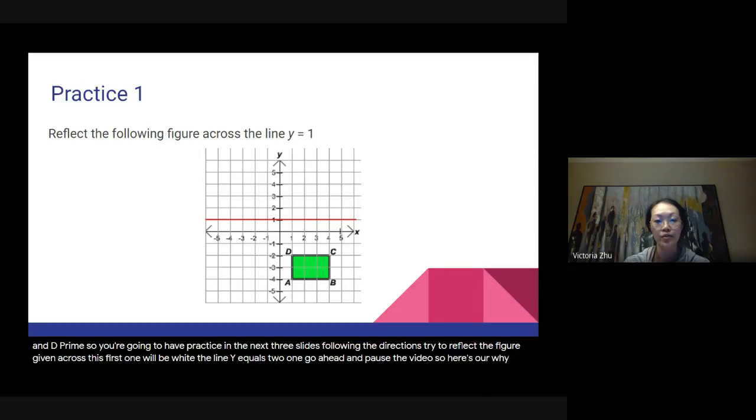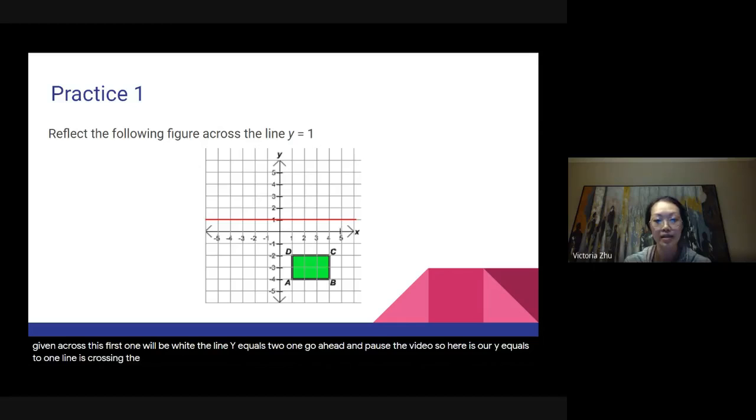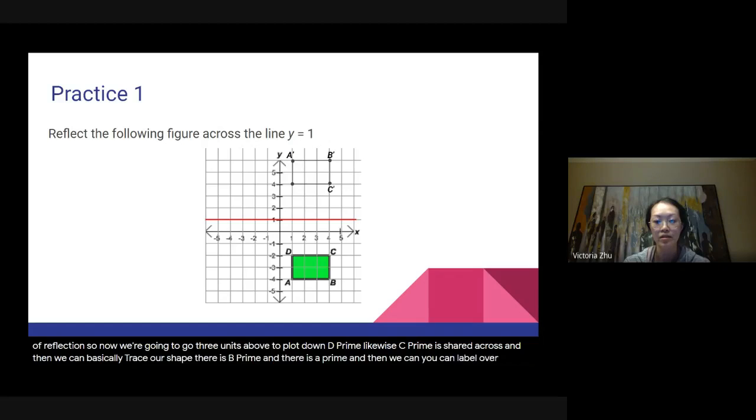So here's our y equals 1 line. It's crossing the y-axis at 1. Starting with the point that's closest to the line, that's D. D is 3 units below the line of reflection, so now we're going to go 3 units above to plot down D prime. Likewise, C prime is straight across, and then we can basically trace our shape. There is B prime, and there is A prime. And then we can label our vertices to finish. And that is it.